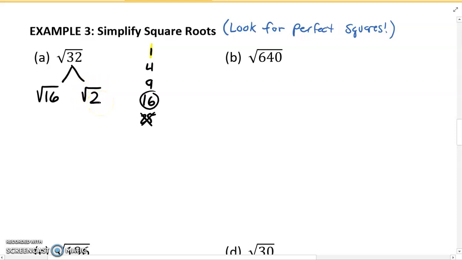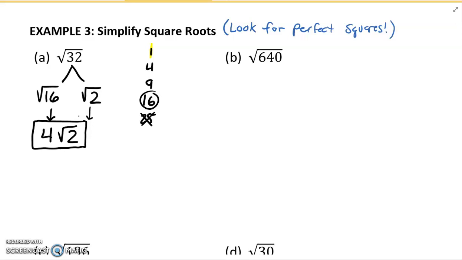So that's super helpful because we now know the square root of 16, we've learned that that is going to be equal to 4. Square root of 2, well, that doesn't simplify. So the answer here is going to be 4 square root of 2. So the square root of 32 can be simplified to the expression 4 square root of 2. There's our first example. That's all there is to it.